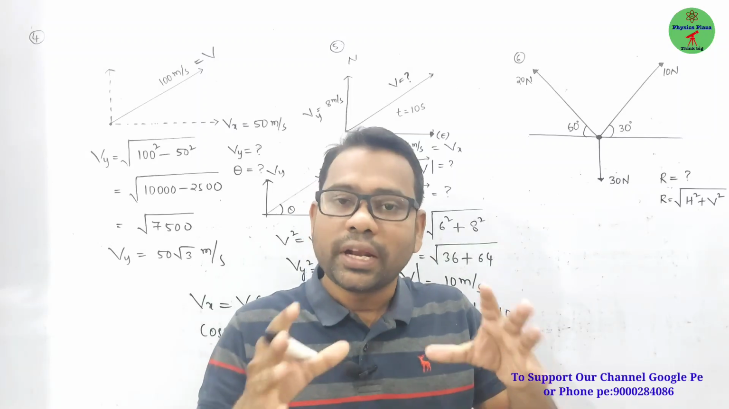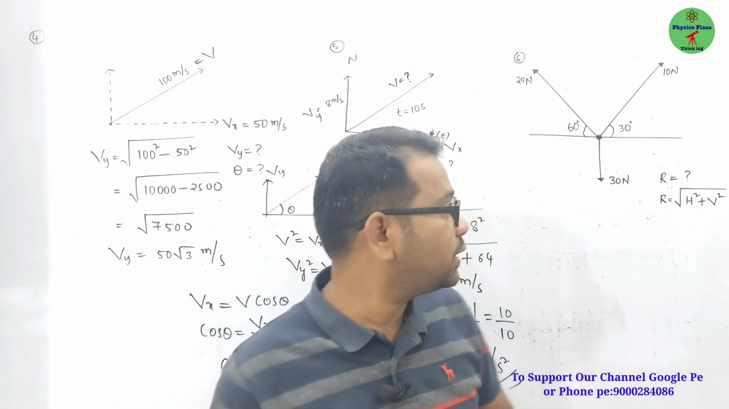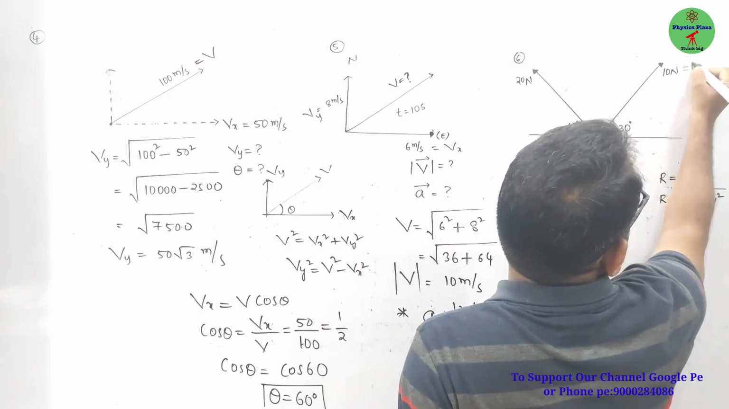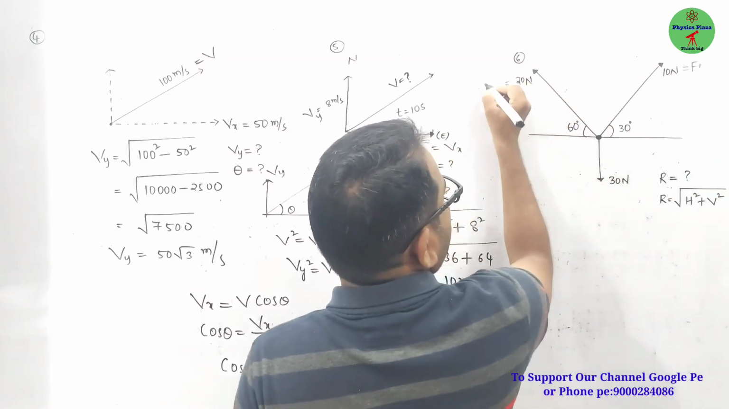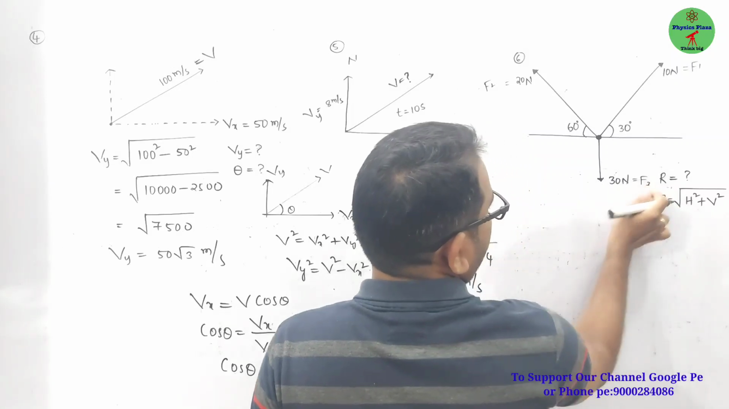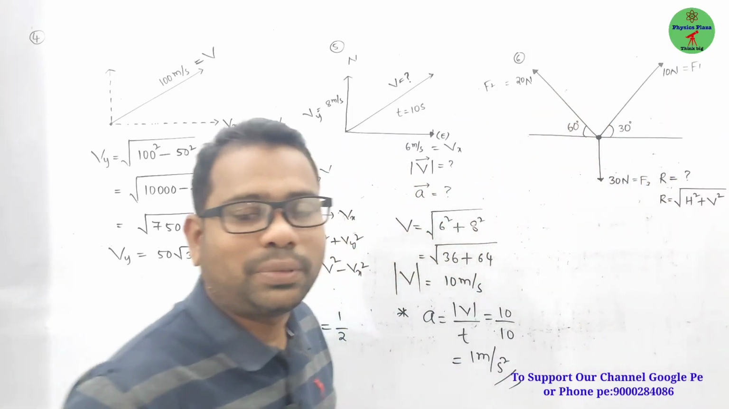First let us try to resolve the forces which are acting on the particle. Children, let us say this is F1, don't get confused. It is F2, it is F3. You can take it as F1, it as F2. It's up to you. It's not a big task here.